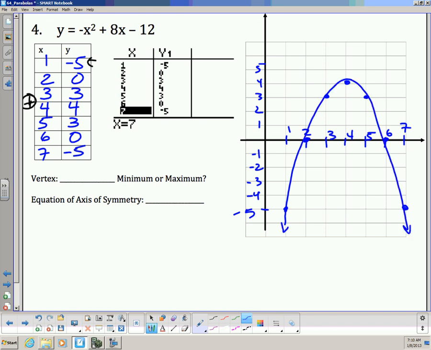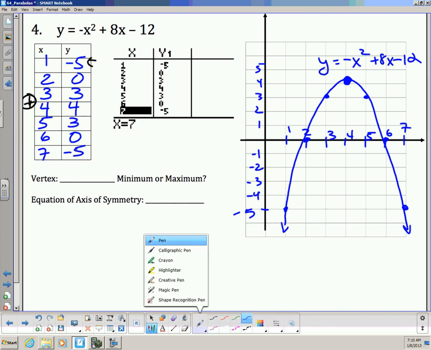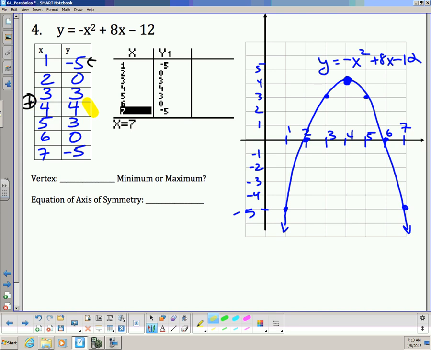And this is the parabola y equals negative x squared plus 8x minus 12. So the vertex is, again, this top point, the turning point, or it's in the middle of our table at 4, 4. In this case, it's at the top of the parabola, so it's now a maximum. And the equation of the axis of symmetry is just x equals the vertex value. It's just the x equals of the vertex.